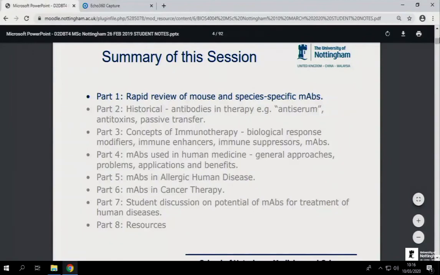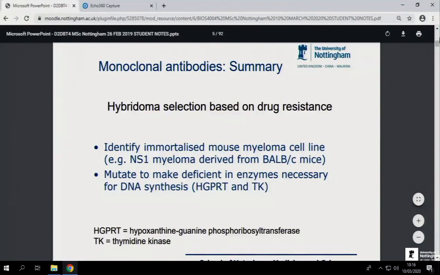Don't worry, some of these sections here are only one slide, but that's just to put everything in context, okay? So the first thing is a rapid review of mouse monoclonal antibodies. You'll have heard about how these are made, but basically all you do is immunize a mouse, take the spleen cells out. The spleen cells have got B cells in them, and those B cells make antibody, as you know.